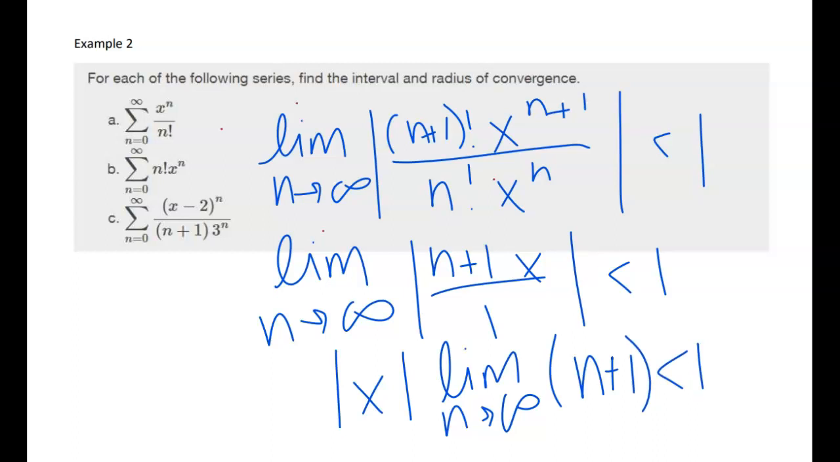So this is only convergent at the center, okay? Because this goes to infinity, x times infinity is never less than 1. So this interval is only at x equals 0, and my radius is 0. This is only convergent right at the point. It's only convergent if x equals 0, right at the center, okay?